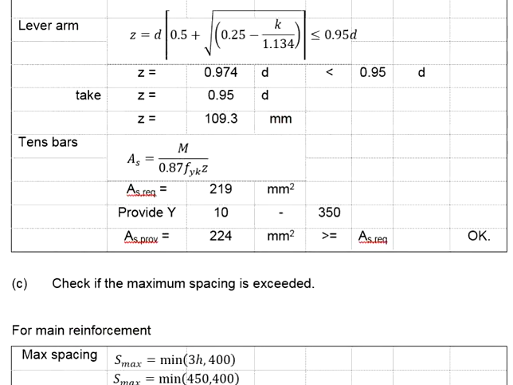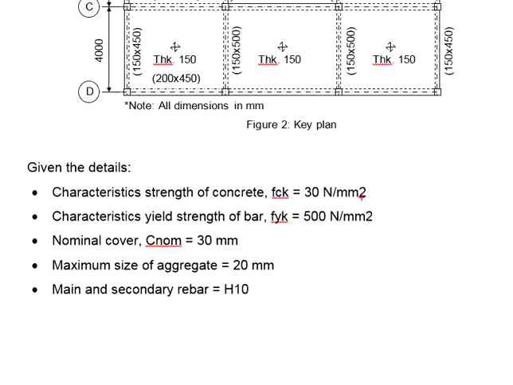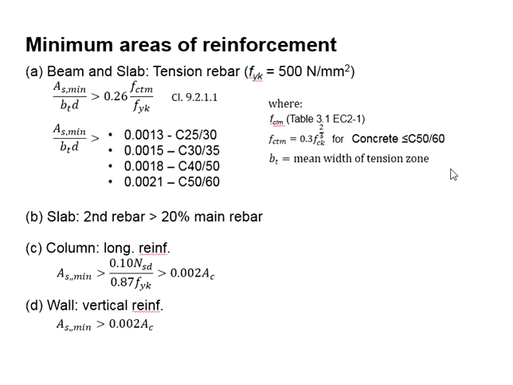You will need to check your As,min against your As,provided, to see if the As,provided is sufficient. The As,provided should theoretically be greater than the As,min. And if you are using the ratio here, the ratio varies on the basis of the concrete grade. Let's say in this question, the fck is equal to 30. That means the ratio now would be 0.0015.